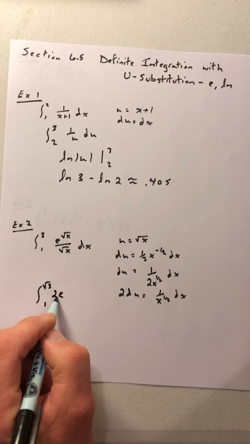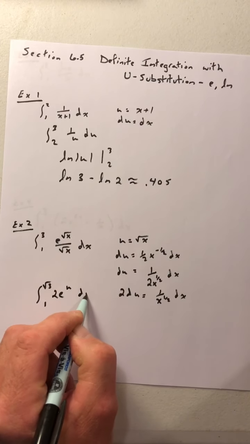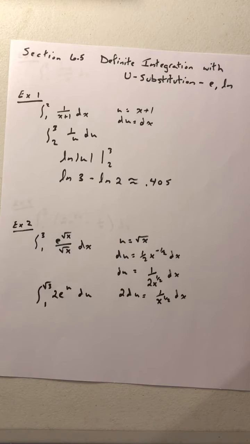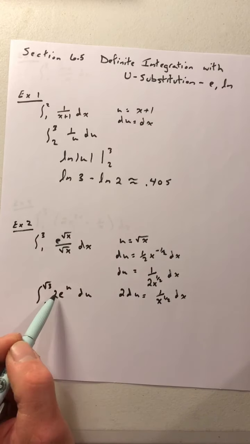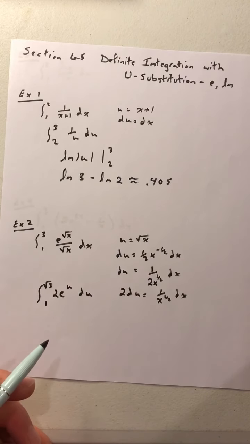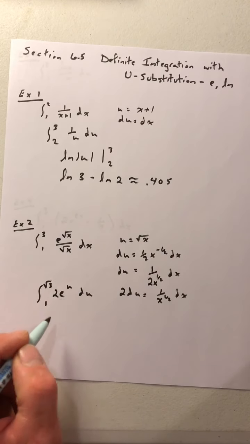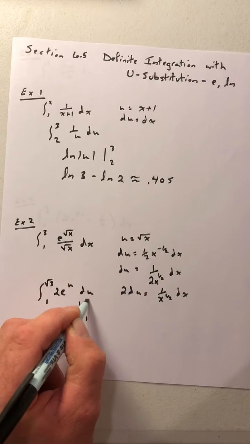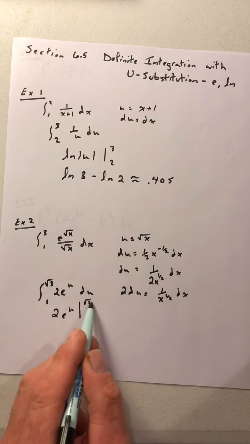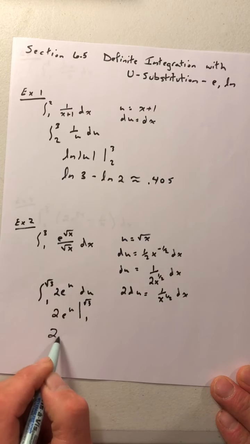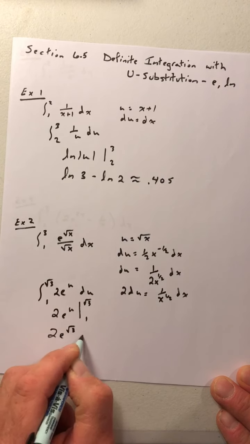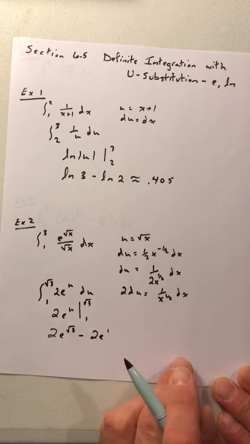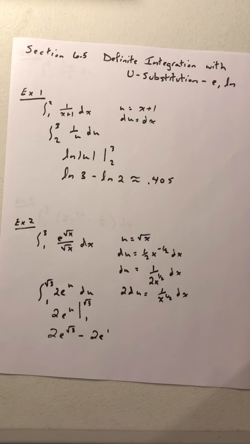2e to the u du. Again, remember, we had to bring our 2 in with our du to get rid of that square root of x in our denominator. Integrating, we know the integration of e to the u is e to the u. So we have 2e to the u from 1 to the square root of 3. Plugging in our values, we're going to have 2e to the square root of 3 minus 2e to the first. Again, we definitely can put this in our calculator if we wish. We have 2e to the square root of 3.